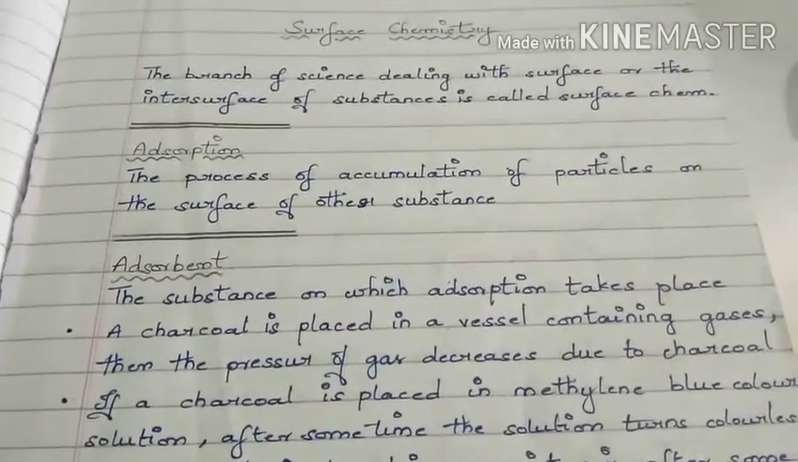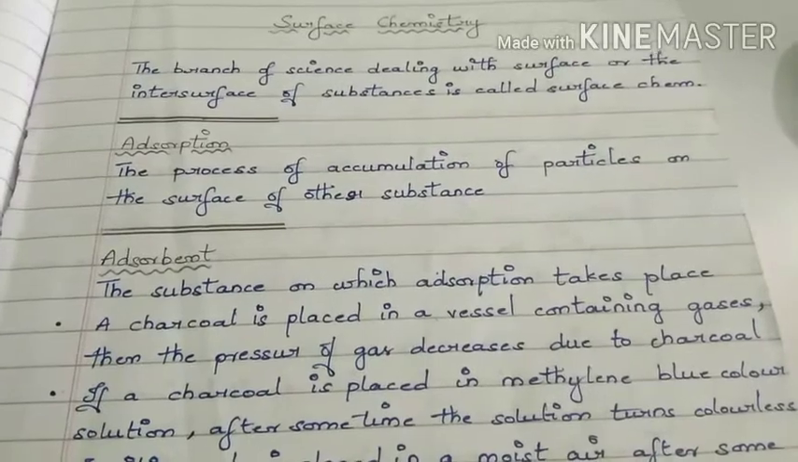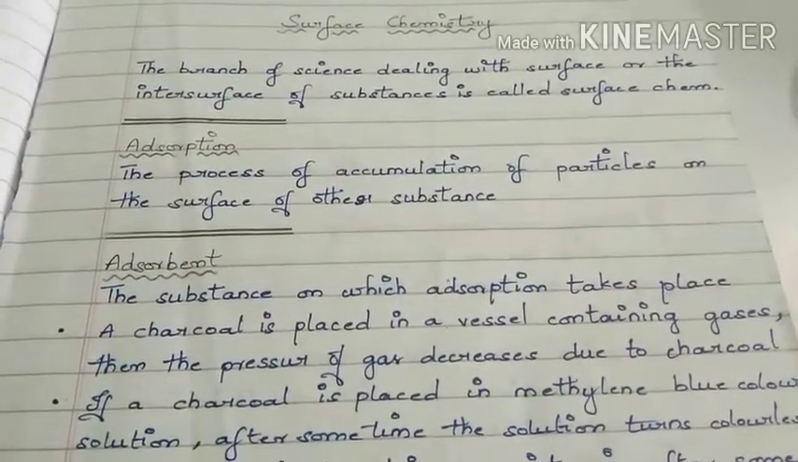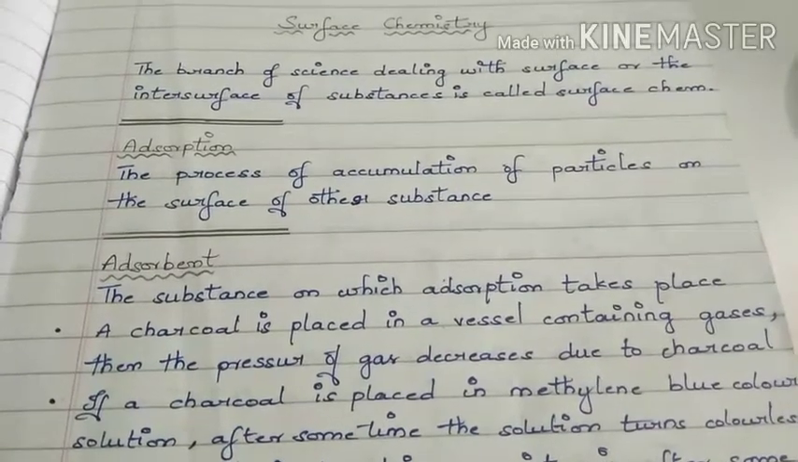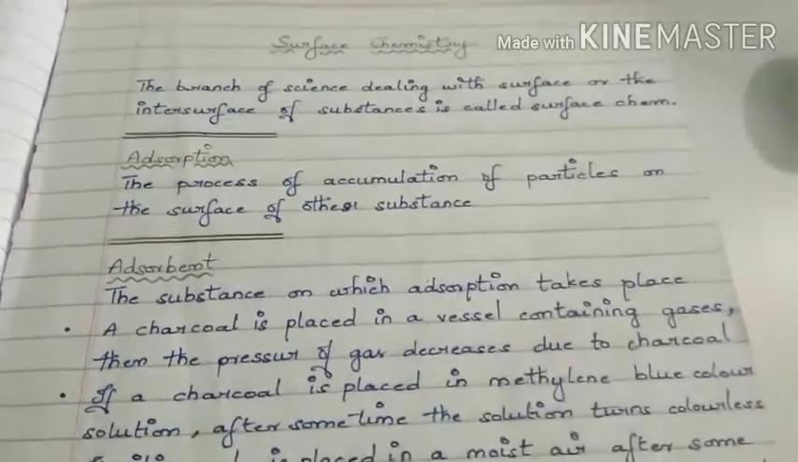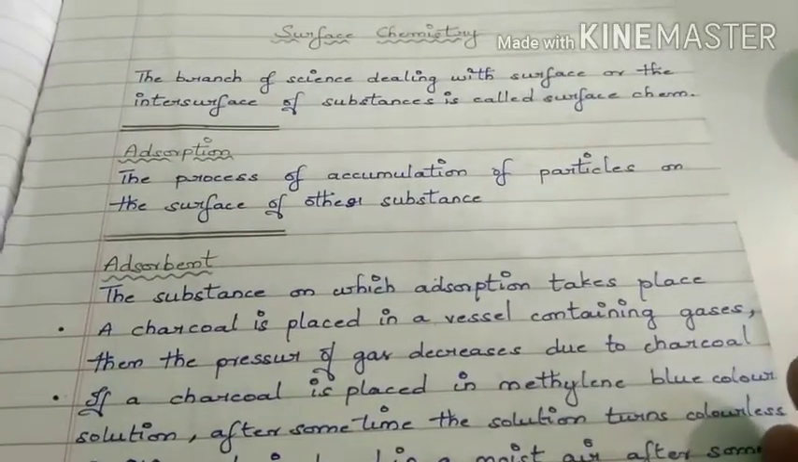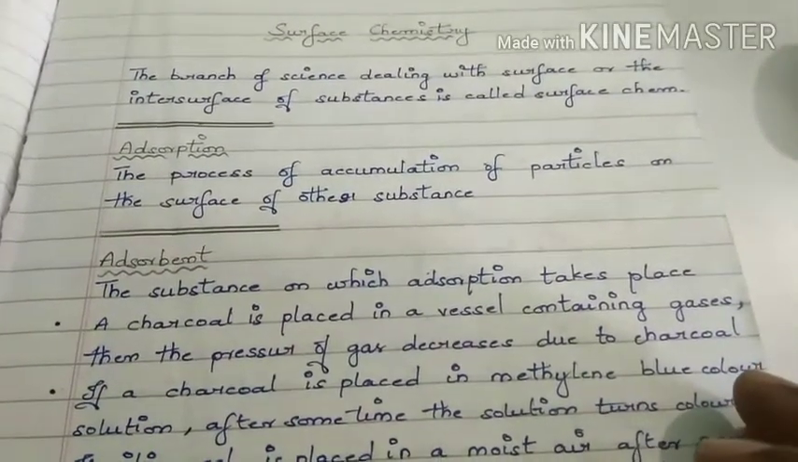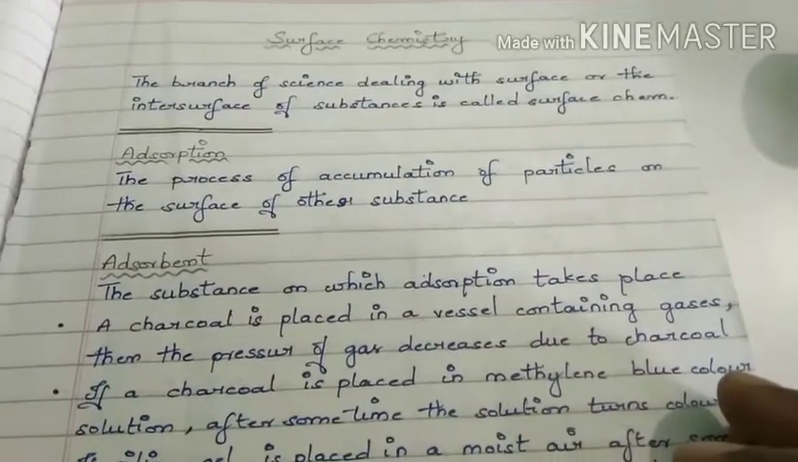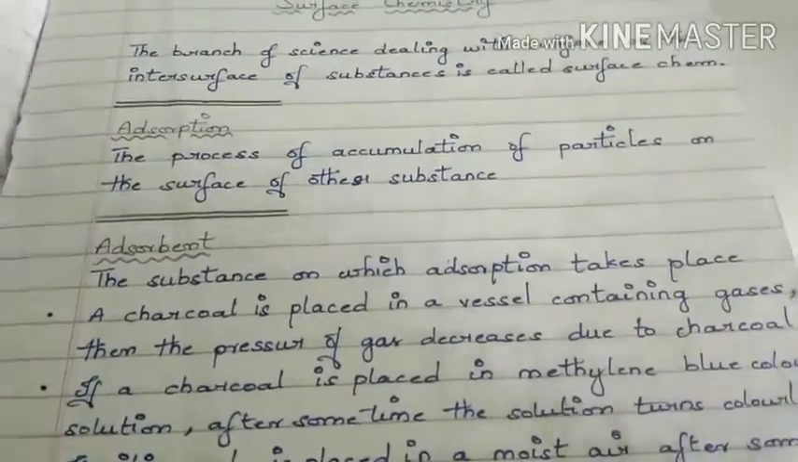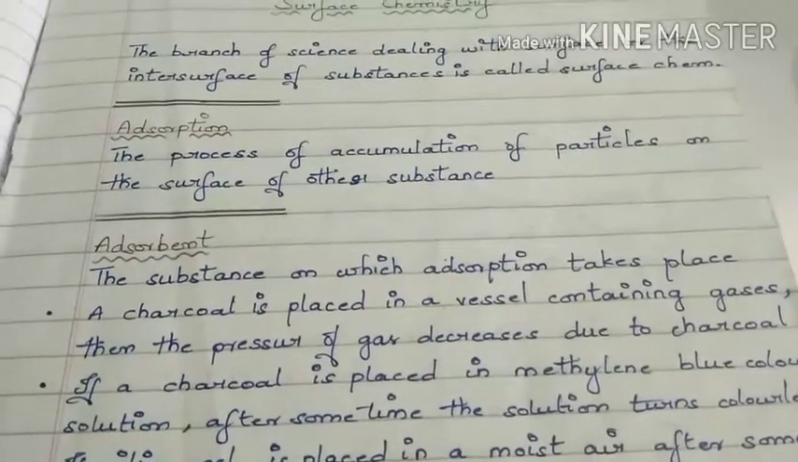So here, the definition of surface chemistry: the branch of science which deals with the surface or interface of substances is called surface chemistry. Before that, first we know one important definition, that is adsorption.